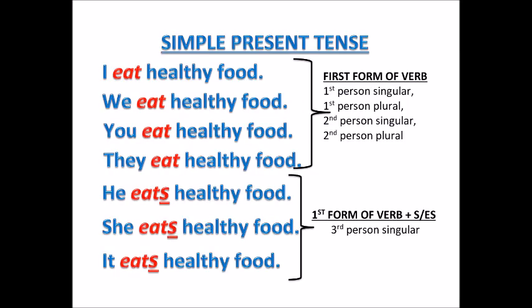Simple present tense is formed by the first form of the verb with first person singular I, first person plural we, second person singular and second person plural you, and third person plural they. Have you noticed that I missed only third person singular? First form of the verb carries s or es when used with third person singular, which are he, she, and it.